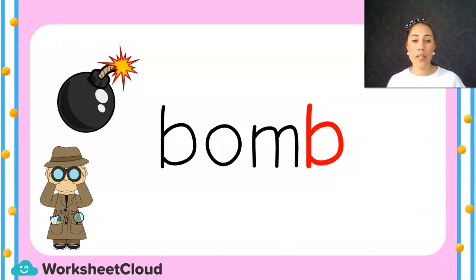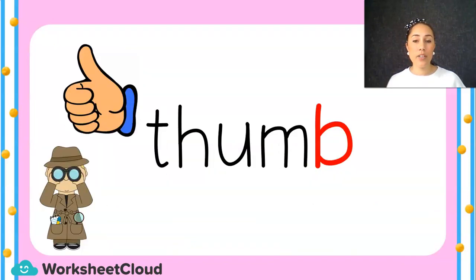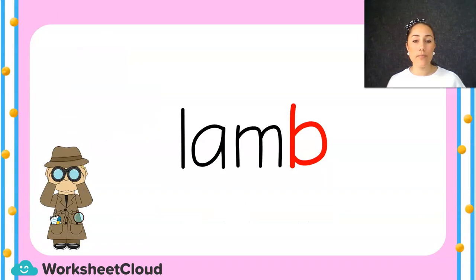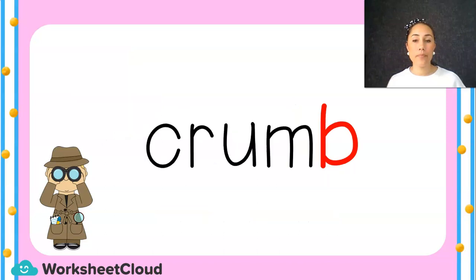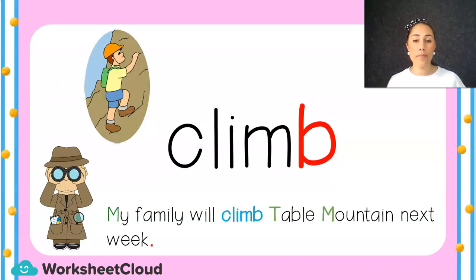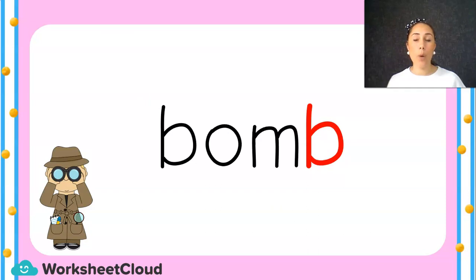A bomb. There we can see the bomb. The policeman stopped the bomb from exploding. Okay, let's look at all our silent B words. Okay, we've got lamb, crumb, climb, thumb, bomb.